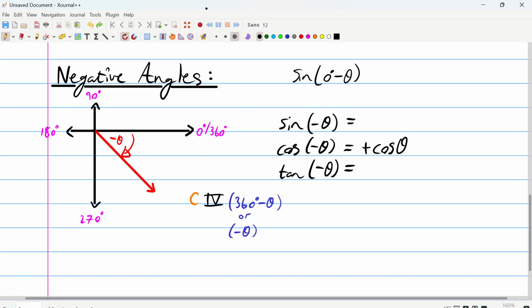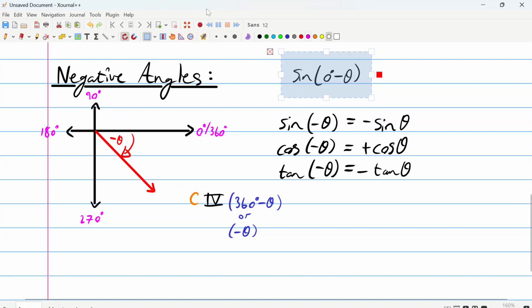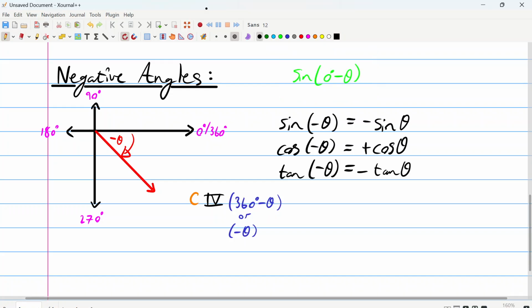So for negative angles, the sign would be negative because it's in quadrant 4. Sine's only positive in quadrant 1 and 2, and tan is only positive in quadrant 3 and quadrant 1. And that is for negative angles. You'll also see another funny little application when it comes to negative angles, in terms of manipulation. So let me keep this one in green just so you can see that you could also look at it in this way.